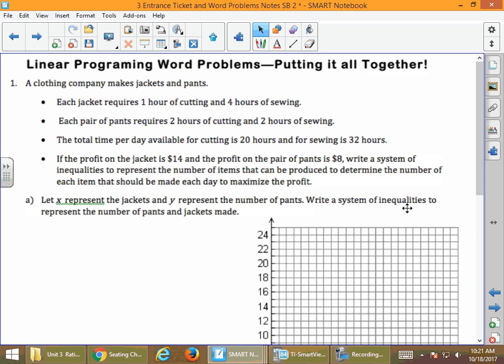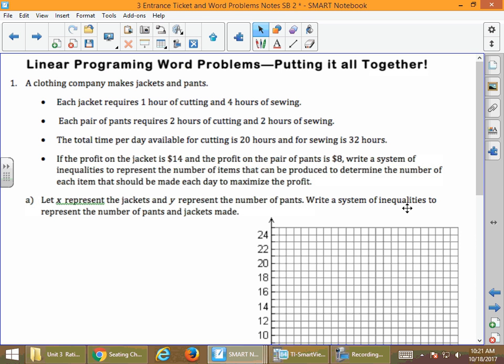So the first problem here, we have a clothing company that makes jackets and pants. Each jacket requires 1 hour of cutting and 4 hours of sewing. Each pair of pants requires 2 hours of cutting and 2 hours of sewing. The total time per day available for cutting is 20 hours and for sewing is 32 hours.